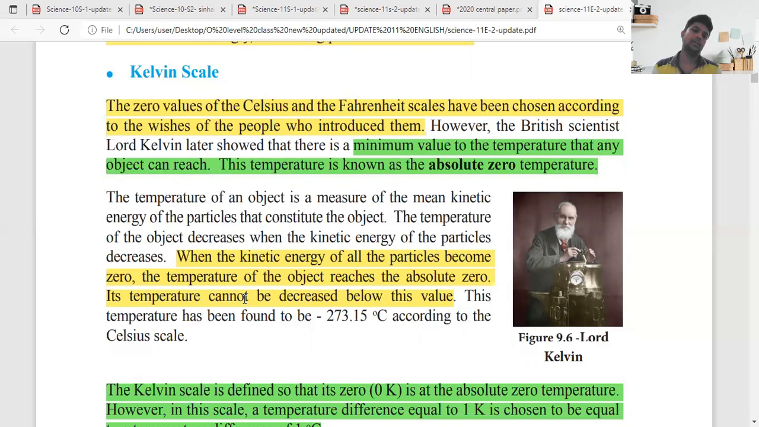Yes, sir. Good. Okay, let's read it. The zero values of the Celsius and the Fahrenheit scales have been chosen according to the wishes of the people who introduced them. So it depends on them. However, the British scientist Lord Kelvin showed that there is a minimum value of temperature that an object can reach. This temperature is known as absolute zero temperature. So basically, what happened previously?